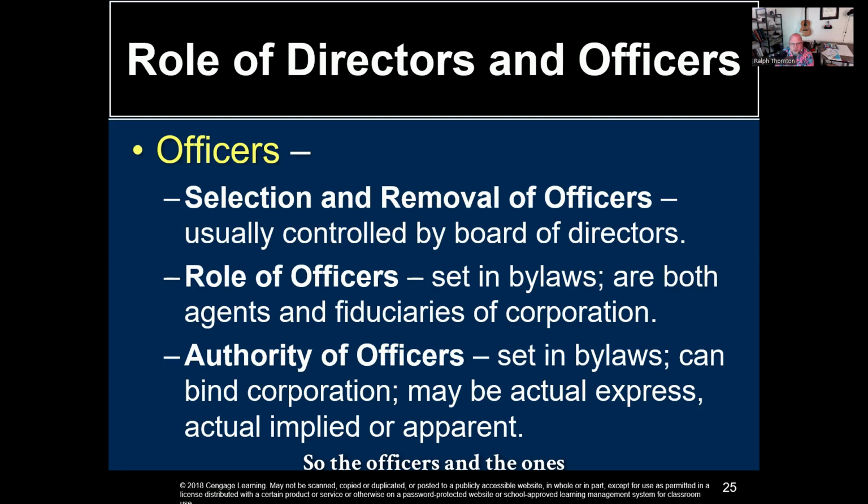All right, so the officers are the face of that corporation. So they have to be the right person, selected the right way. Usually that selection is controlled by the board of directors. They may put together a committee that is a search committee, bringing in some outside help. They may bring in corporate headhunters to go looking for the right fit for the position they're trying to fill. The role of the officers is set by the bylaws.